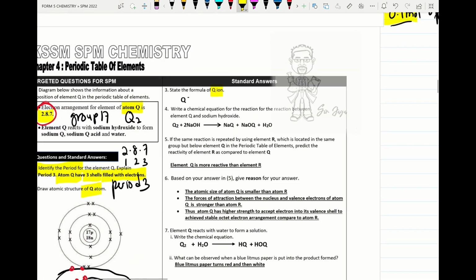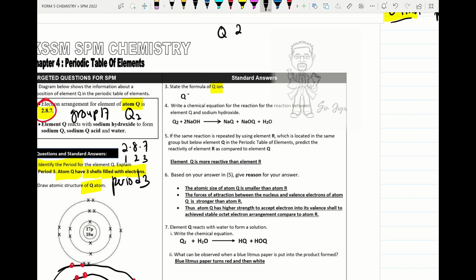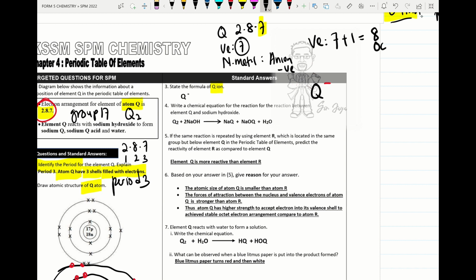Alright, formula of ion Q. And please remember Q, the electron arrangement 2.8.7. When we check the valence electrons, 7, Q is a non-metal. And please remember non-metals will accept electrons and form a negative ion. So we put the Q symbol with a negative charge. And how many electrons will be accepted? We take the valence electrons, 7. It will accept 1 electron to achieve a stable octet electron arrangement. Therefore, we take the 1, we put here. So 1 no need to put. So the formula of the ion is Q negative, given in the question. Right. So we move on to the next question.